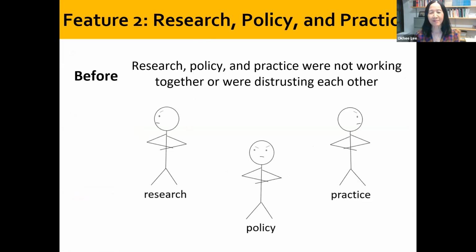Now, the second feature is research, policy and practice. And this, I hope that you will smile, and before and after. Before the framework and the NGSS, research, policy and practice were not working together or not trusting each other. The research will say, we are doing project-based learning, we are doing problem-based learning, and then policy will say that here is a list of standards that kids must learn and they should be tested. And the classrooms will say, it doesn't make any sense, but I have to teach the standards because I'm being tested. So it wasn't really trusting one another.